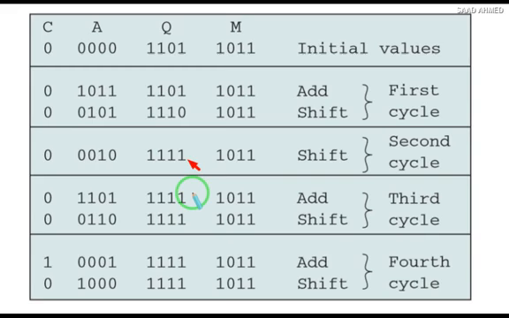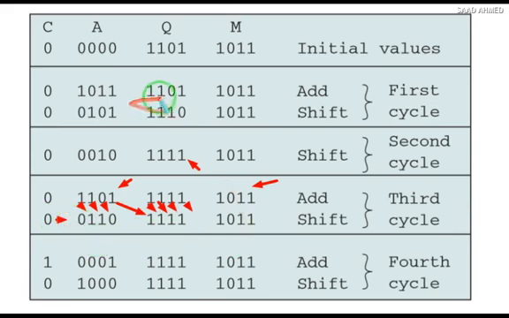Now it's 1, so we add M with A. In this case M is this and A is this, so these two will be added. If you add 0010 to 1011, you will get 1101. After addition, the next step is shifting. For shifting, again, this goes out, this is shifted here, and this comes here, and this comes here, and a 0 comes in. So this is the third cycle.